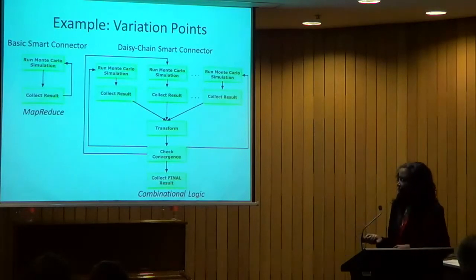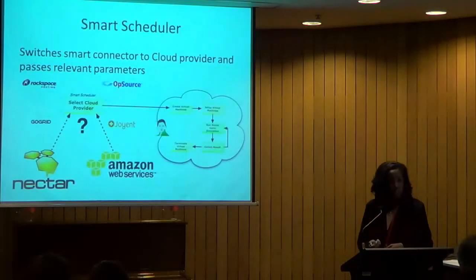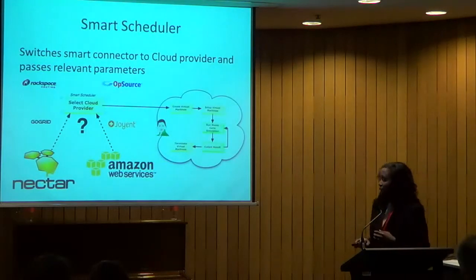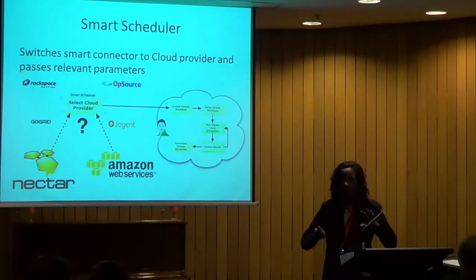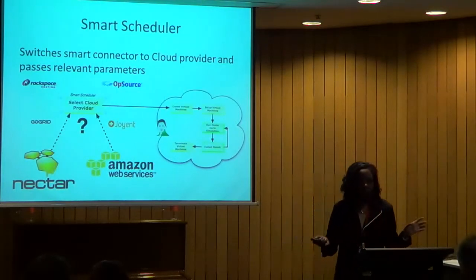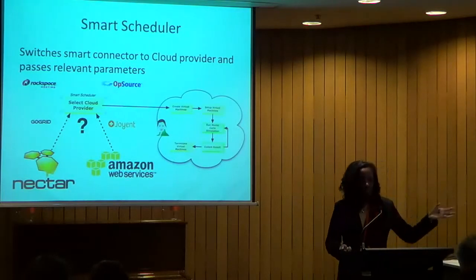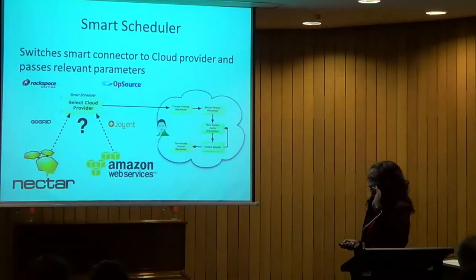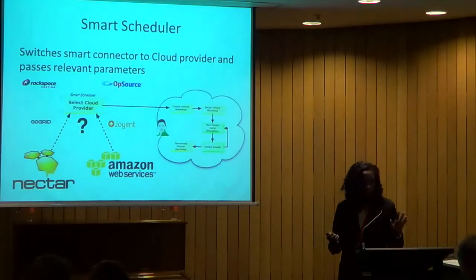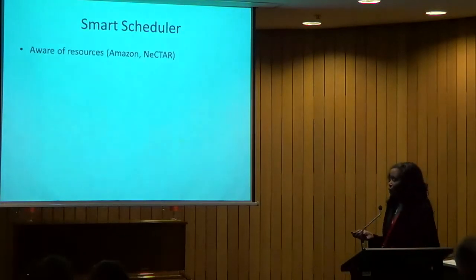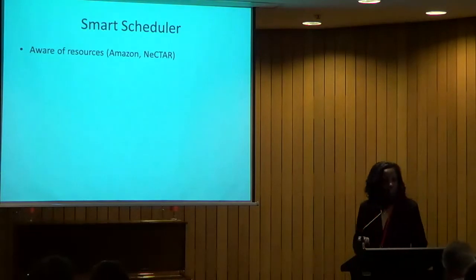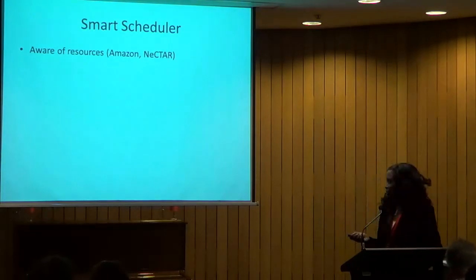So if this is a smart connector, then what is a smart scheduler? The smart connector only knows about the existence of a cloud computing environment. It doesn't know whether the cloud environment is the Nectar cloud, whether it's Amazon, whether it's Rackspace. It has no idea about that. That is the work of the smart scheduler. The smart scheduler is aware of resources. It knows about Nectar. It knows about Amazon.